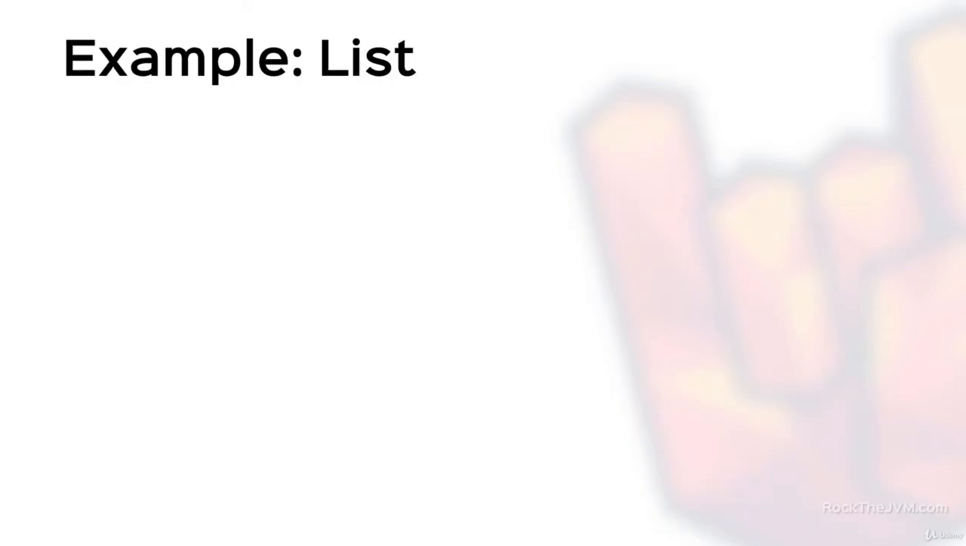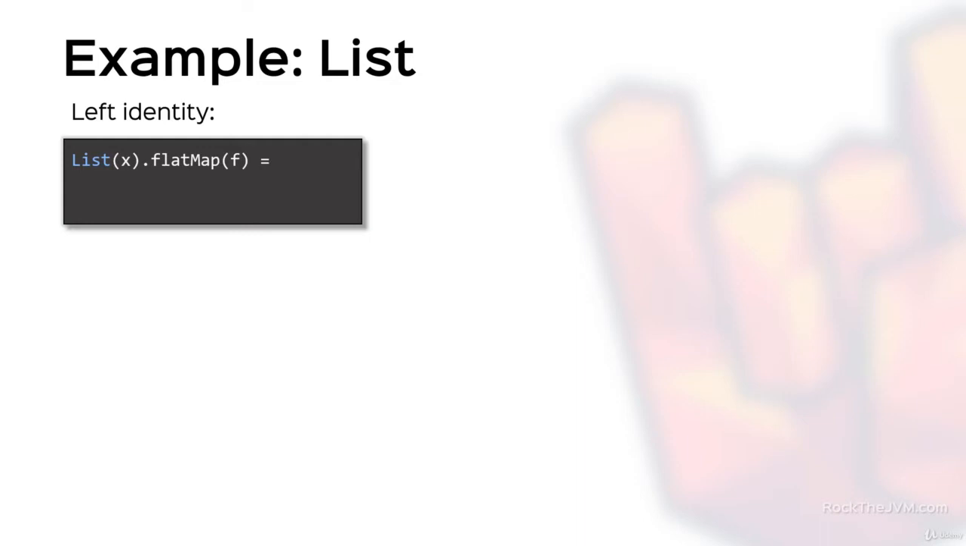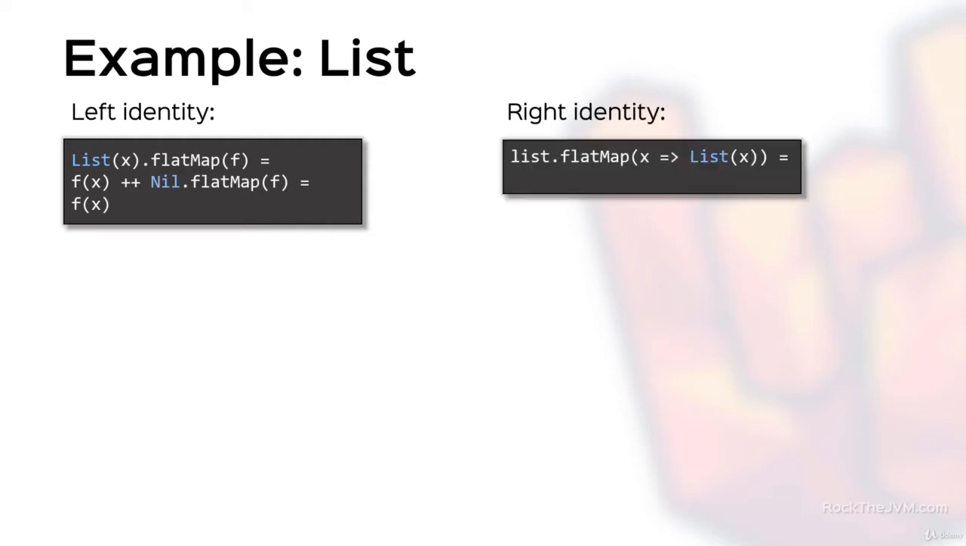So let's see. First monad law, left identity. Let's see it in practice. So unit for list is just the apply method of the companion object for list. So list x flat map f, what does that give us? Well, it's f of x concatenated with nil flat map f, and nil flat map anything is just going to give us nil, so that is going to be f applied to x, which satisfies the left identity law. Next law, right identity. So if we have an already constructed list and we flat map it with unit, that is x arrow list of x, well, that's the same.